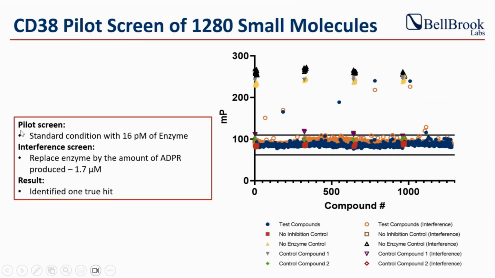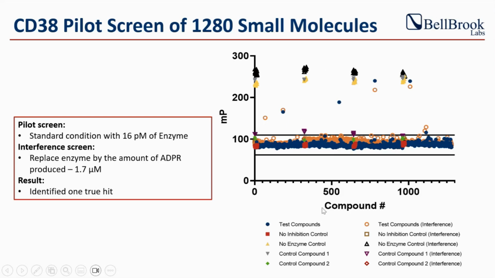Okay, with the standard condition and with 16 picomolar of enzyme, I did a pilot screen of more than 1,000 small molecules of the TOCRIS 2.0 library here. So those are my screening data where I have the test compounds, and I have the no inhibition control, so that I can use that to determine the line here, which is 3 standard deviations away from the no inhibition control. I have no enzyme control and positive compound control to calculate the statistics for this screening.